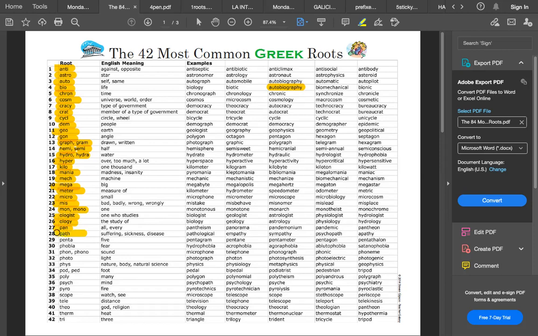Path means a suffering, sickness, or disease. So pathological, empathy, sympathy, pandemic. I read the wrong one. Psychopath. Penta means five. That's a prefix for five.